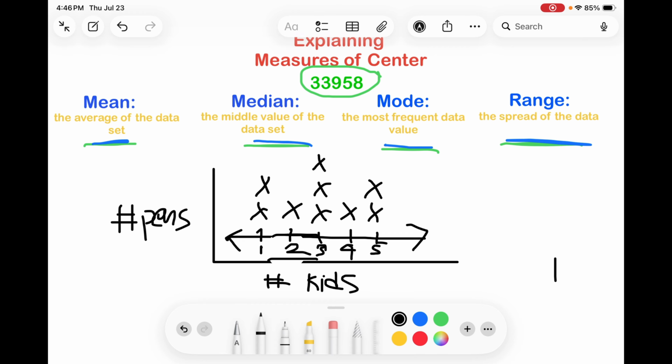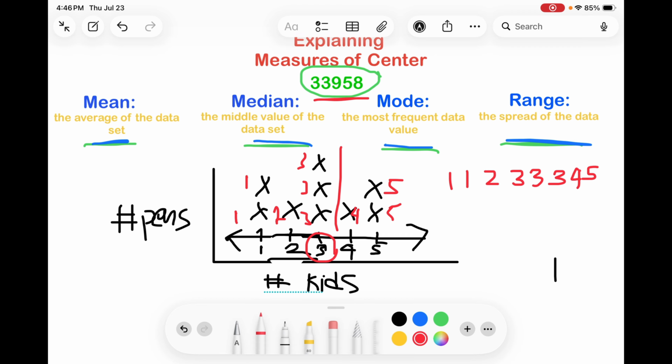So we can tell a lot of information just from this graph. We can see that kid number 3 has the most pens. We can see the most frequent data value. We represent this as 1, 1, 2, and then each of these are 3s. This is a 4, and these 2 are 5s. So if we wrote it like this, it would be 1, 1, 2, 3, 3, 3, 4, 5, 5. These are my data values, so this makes a data set.